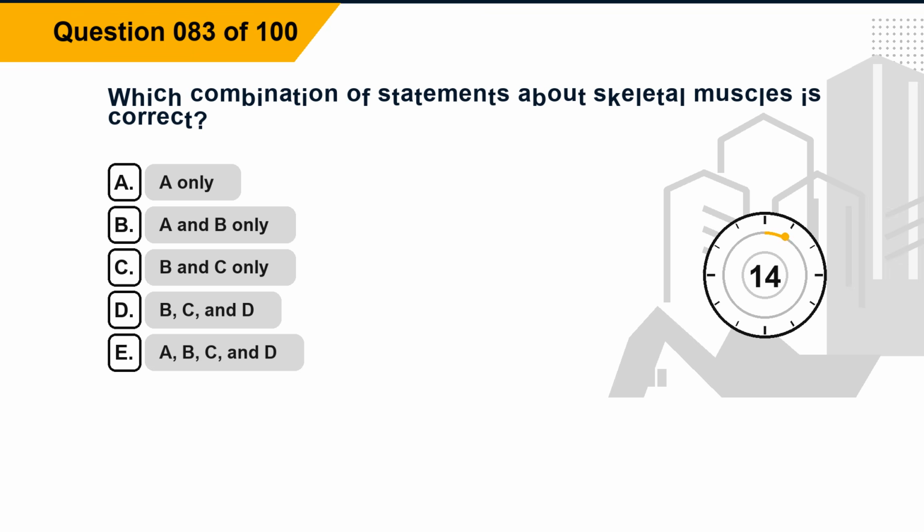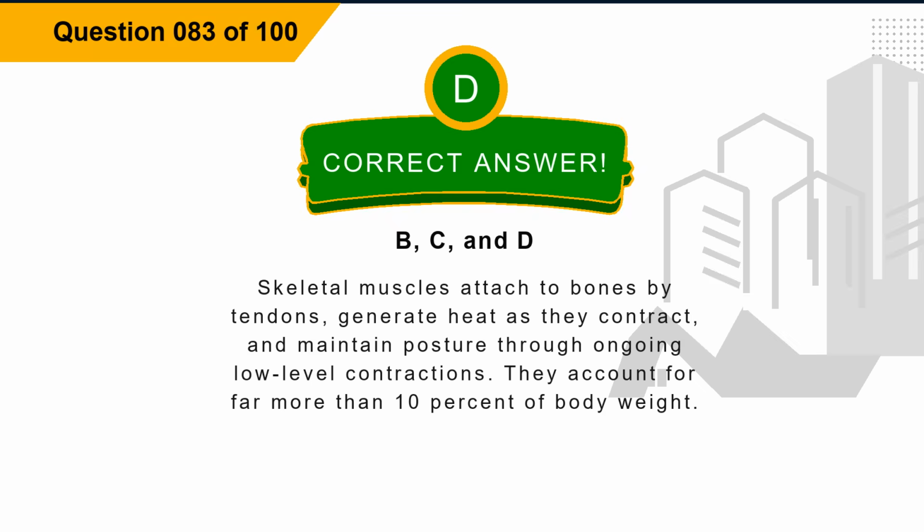Question 83. Which combination of statements about skeletal muscles is correct? Option A only. Option B, A and B only. Option C, B and C only. Option D, B, C, and D. Option E, A, B, C, and D. The correct answer is option D, B, C, and D. Explanation: skeletal muscles attach to bones by tendons, generate heat as they contract, and maintain posture through ongoing low-level contractions. They account for far more than 10% of body weight.